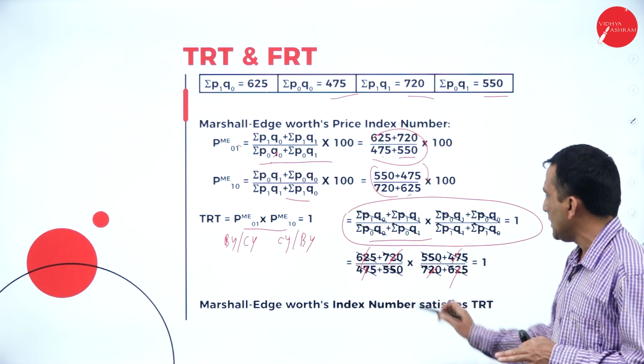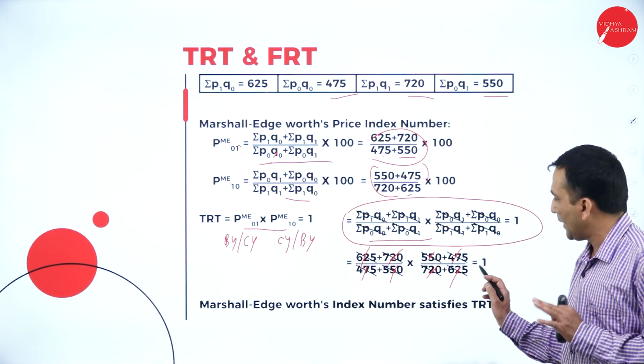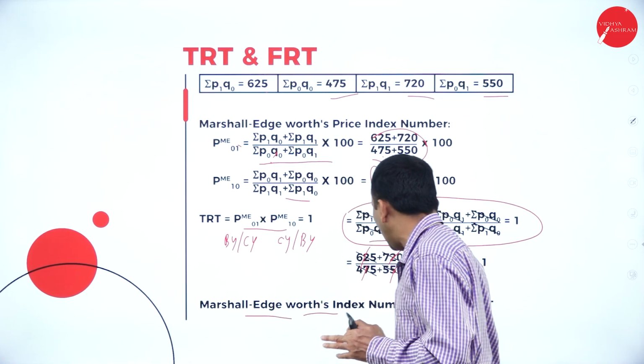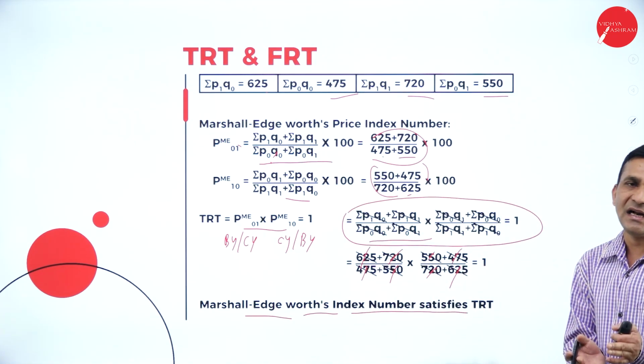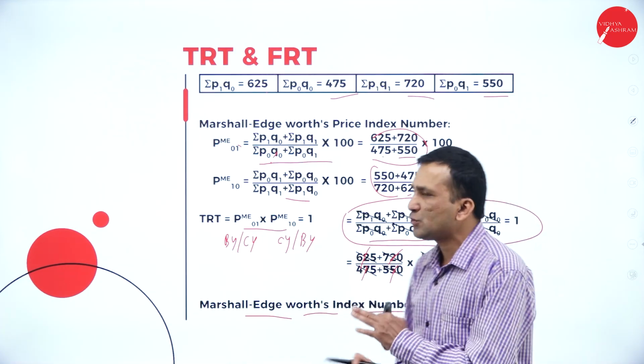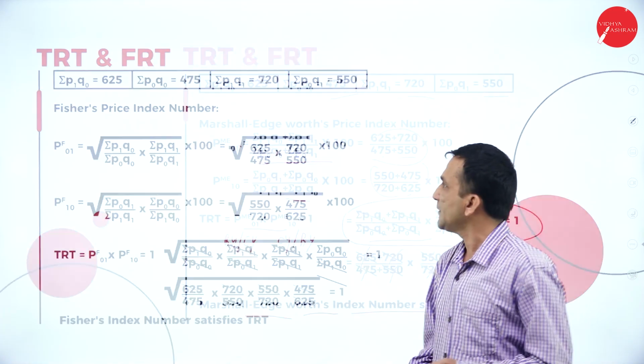475 easily cancel. 550 and 550 cancel. Now easily you are getting 1. Okay, so that we can write the comment: Marshall-Edgeworth index number satisfies the TRT. We don't try for FRT because Marshall-Edgeworth cannot satisfy FRT. So that's that. Moving to Fisher's.